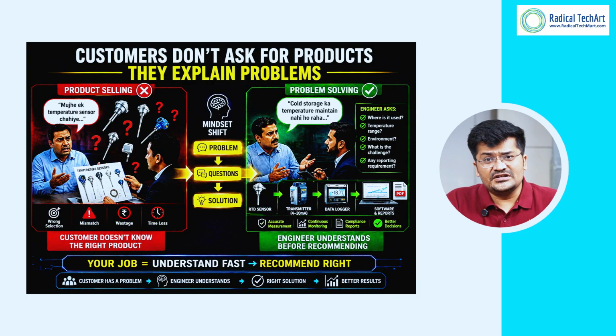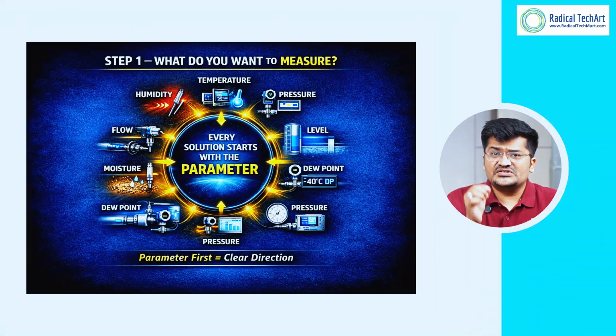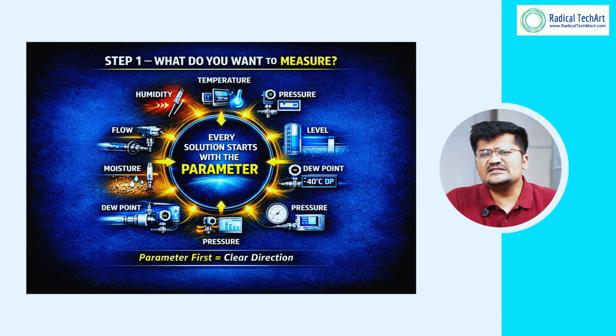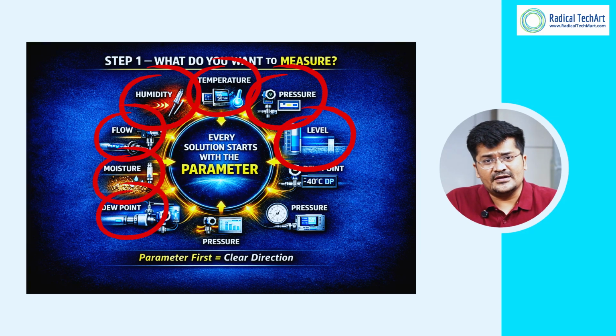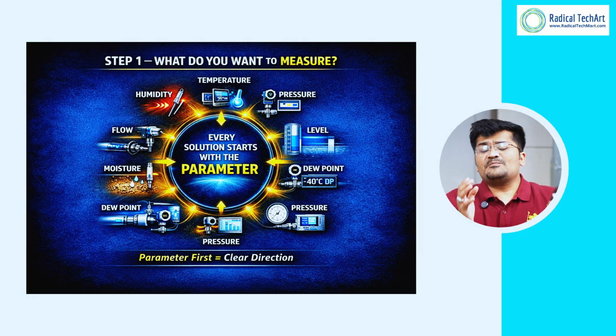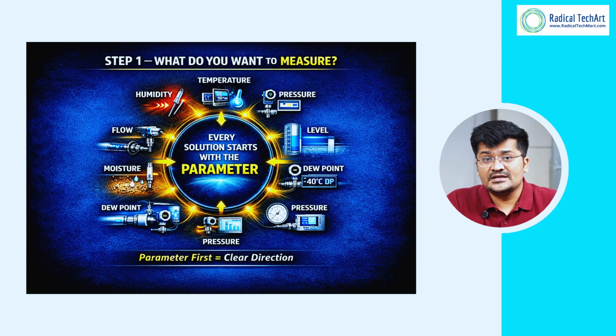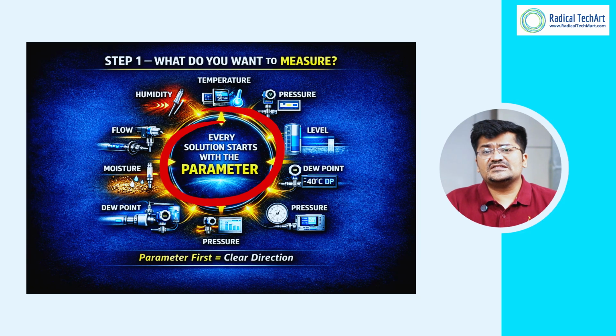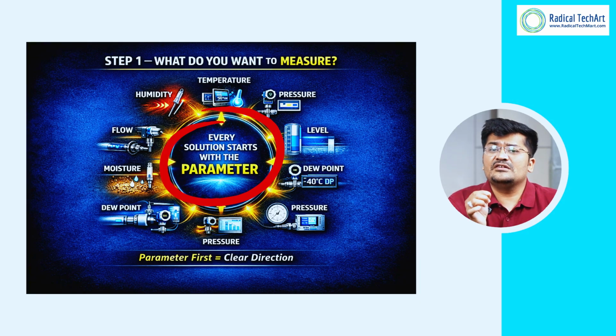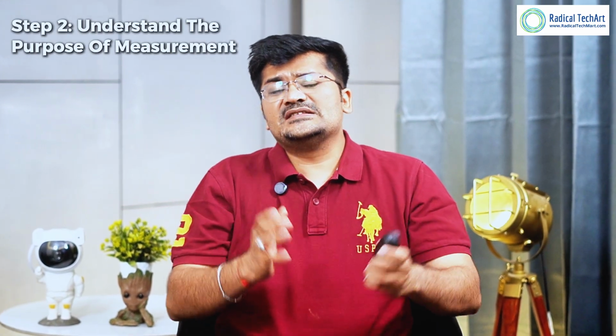To do this efficiently, we follow a simple 7-step thinking process. Let us go step by step. First step, identify the parameter. Always start by asking the customer one simple question. What do you want to measure? It could be temperature, humidity, pressure, level, flow, moisture, dew point, or even gas. Once the parameter is clear, the entire solution becomes very easy because every measurement system begins with the parameter being measured.